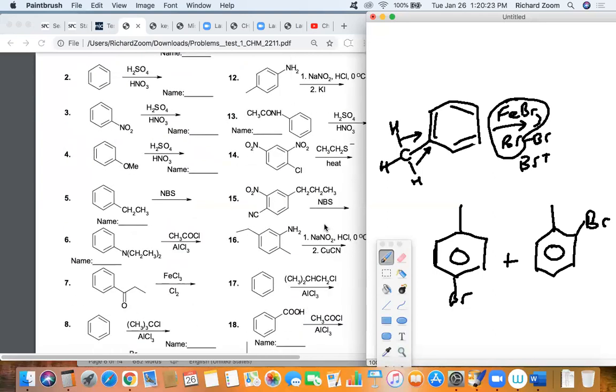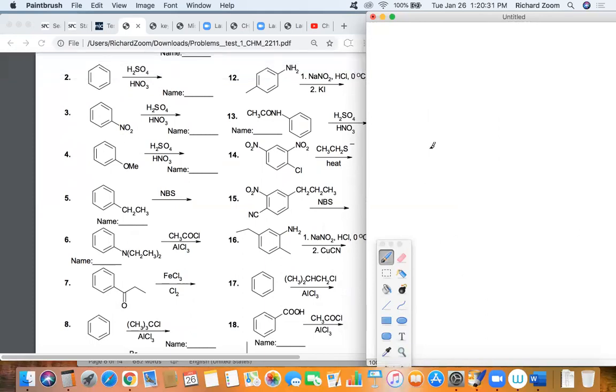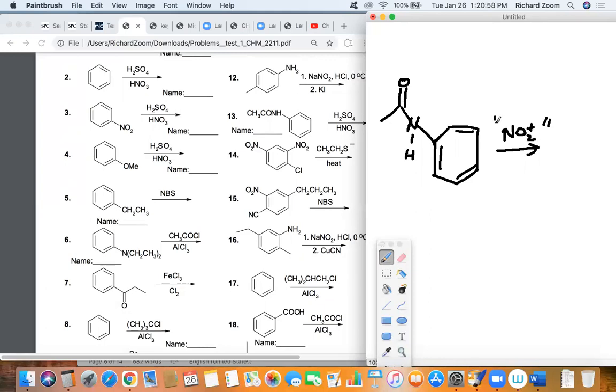I'll do one more. I'll do 13. 13 is an interesting one. Now 13, I'm going to have to draw this out a bit for you so you can get a clearer view of what the group on the ring actually looks like. And it's HNO3 and H2SO4. I'm just going to go ahead and put NO2 plus there. We talked about this. All right, activating or deactivating?